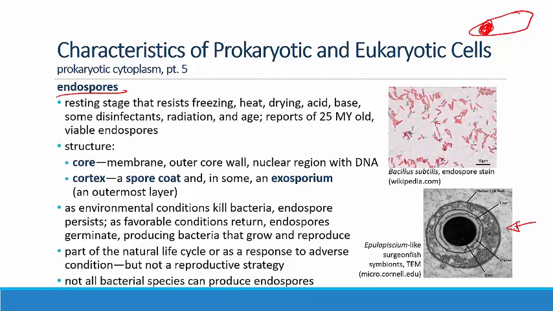This is another bacterium that's been sliced, and you can see the endospore here is this black area, and it's surrounded by layers of membranous material and other things. In Chapter 6, we'll learn a lot more about how endospores are formed. But an endospore has two primary regions to it. There's the core, which is formed by a membrane and a layer of peptidoglycan that forms this outer core wall. And then inside is the nuclear region with a copy of the cell's DNA. And then it's surrounded by a cortex, which includes a spore coat, and in some, there's this outermost layer of exosporium. We'll see more about this in Chapter 6.